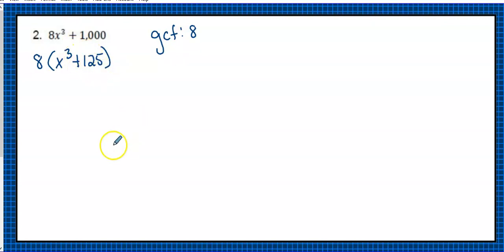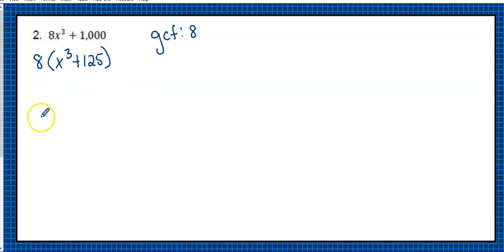I do want to look at this one though. This is number 2 in your notes. And I want you to notice these are 2 perfect cubes. 8x cubed is a perfect cube, and so is 1,000. But this has a GCF that we can pull out first. The GCF of these 2 numbers is 8. So if we pull out an 8 here, then we can factor this to 8 times x cubed plus, what is it? 125, yeah, sorry, 125. And 125 is 5 cubed.